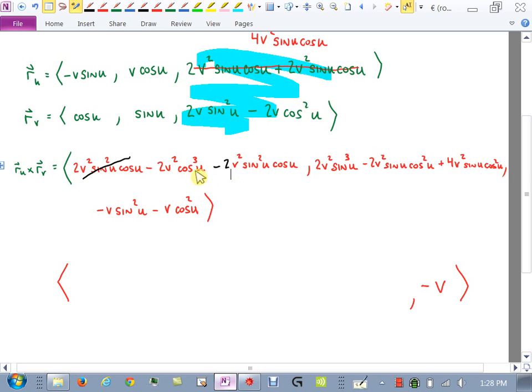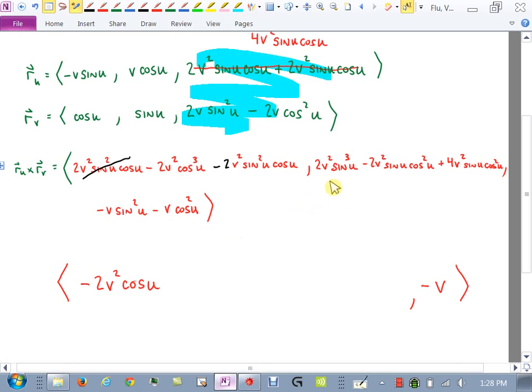Now look at these two right here. Can you do anything here? Pull out a negative 2v squared cosine u. And what would you be left with? A cosine squared u plus the sine squared u, that would turn into a 1, right? So what did we pull out again? Negative 2v squared cosine u, that's what we pulled out?